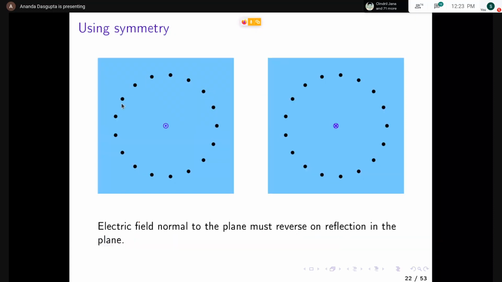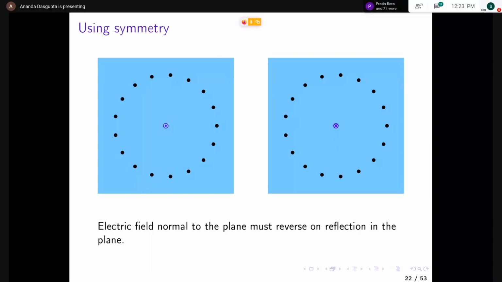What would happen? This is what happens before the reflection. The electric field is pointing straight out at you. Let's assume it's pointing straight out at you, and the blue plane here is our mirror. So if I reflect in this mirror, what will happen? All the charges will stay at the same place. That's the right-hand picture here. But the electric field, which was pointing out, must now point in.